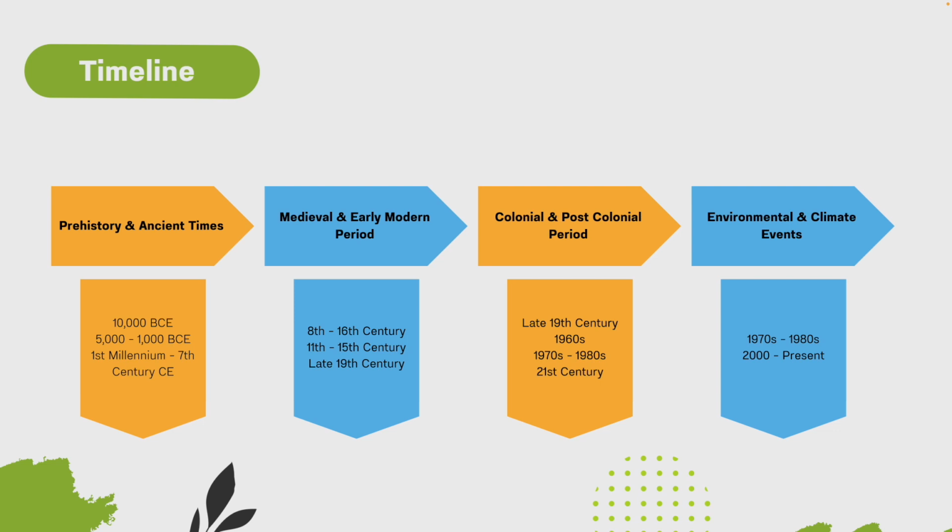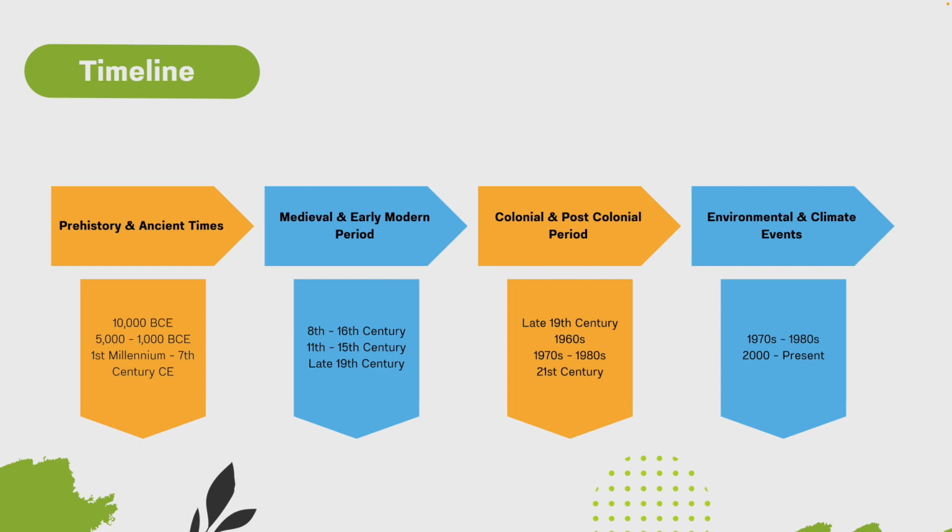Next, we have the medieval and early modern period, which runs from the 8th to the 16th century. The Sahel becomes a crossroads of trade between North Africa, West Africa, and the Mediterranean, with cities like Timbuktu and Gao becoming centers of commerce and Islamic scholarship. Between the 10th and 15th century, the Ghana Empire, Mali Empire, and later the Songhai Empire dominate the Sahel region, controlling trade routes and amassing wealth through gold and salt trade.